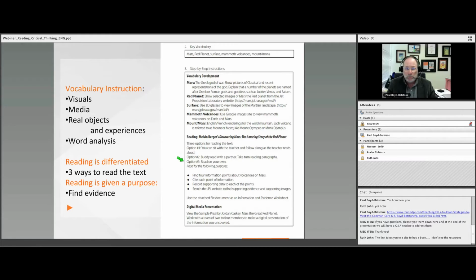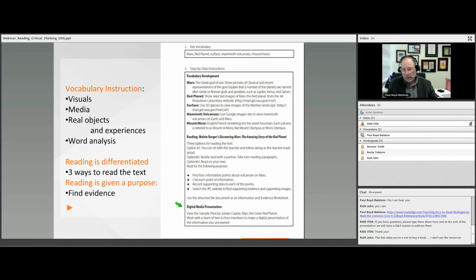And here's the purpose for the reading. I'm going to ask them to find information, cite resources, and record the supporting data for each of their points. And then I'm going to ask them to go back to that JPL website and see if there's a comparison between those. I'm going to move on quickly through this lesson.